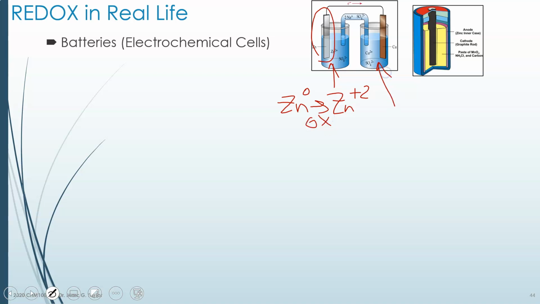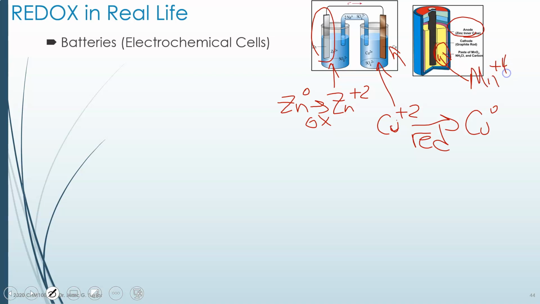And over here, we have copper plus 2 ions that are slowly being reduced to copper metal, which actually plates right on top of the already present copper plate in the other side of the battery. These are called electrochemical cells. Nowadays, the batteries are made in a more compact manner with different layers. So you have the zinc layer here, and instead of copper, in this particular battery, it uses manganese plus 4 ions that are reduced to another ion of manganese, something like manganese plus 2, or maybe even manganese 0.